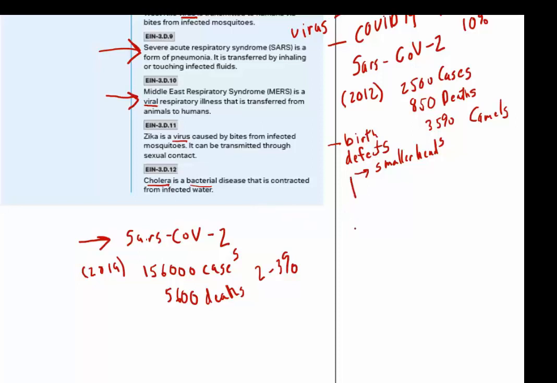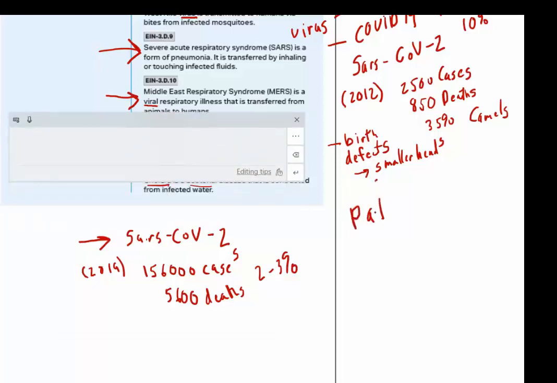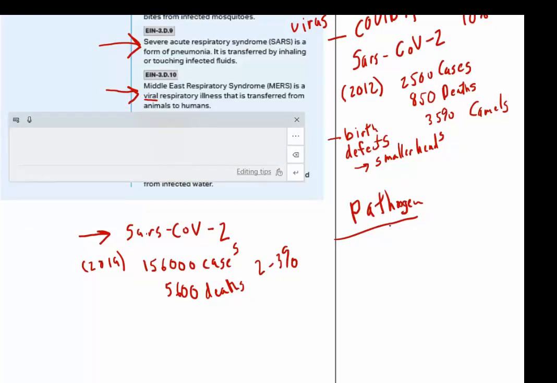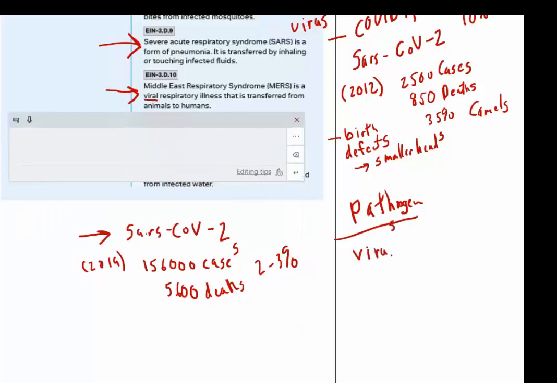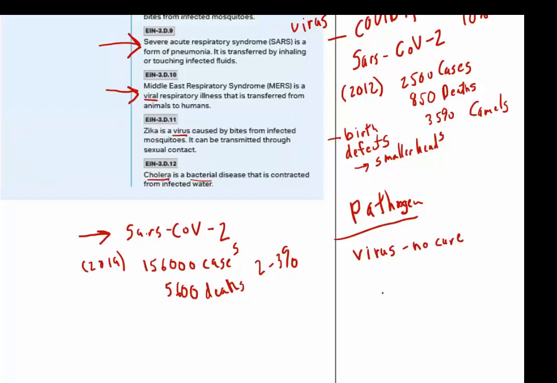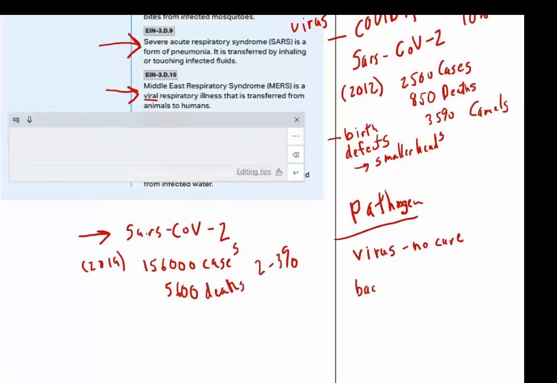So to summarize all this, a pathogen is anything that can make you sick, right? Sorry, it's really hard to draw with this sometimes. Pathogens, we have viruses, which is what we're dealing with right now. For those, there is no cure. We do have some antivirals, and we can develop vaccines that'll keep us healthy or protected from these viruses in the future. We do have bacterial infections. These are treatable with antibiotics.